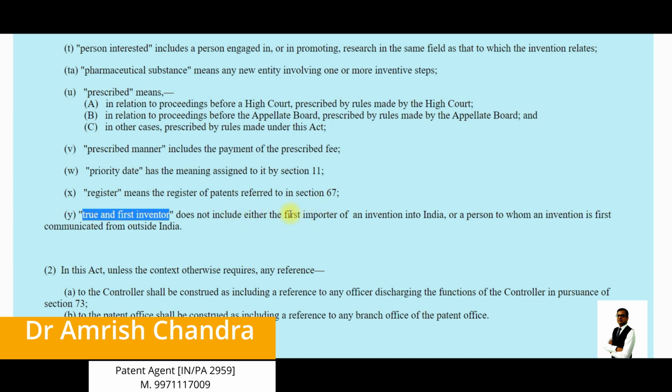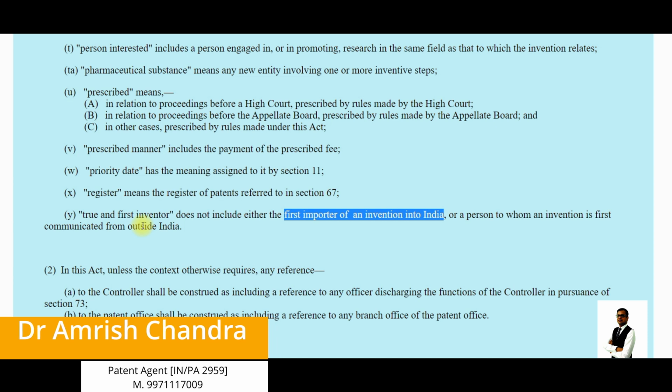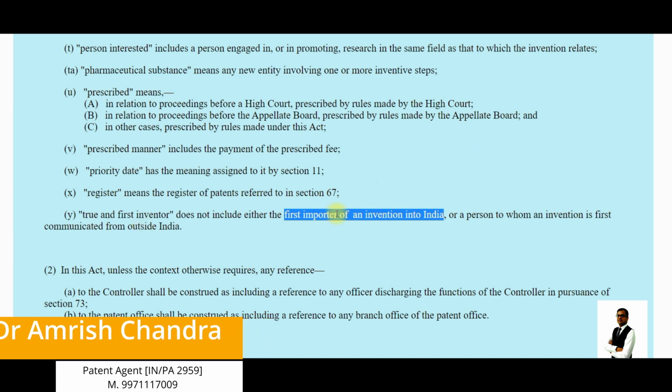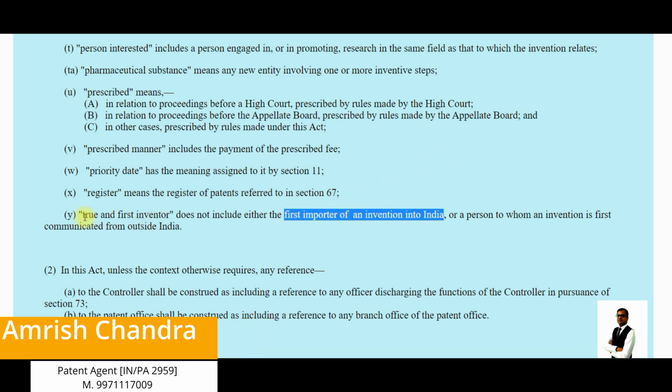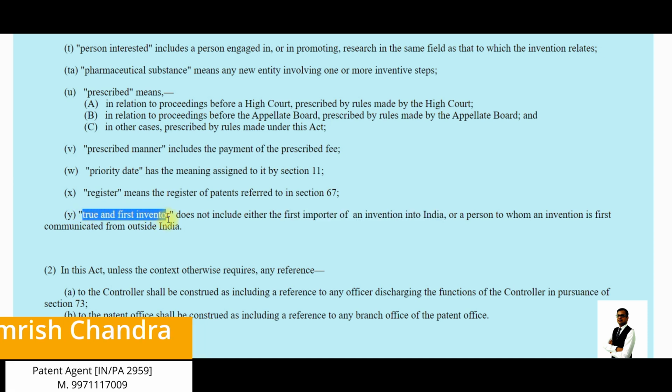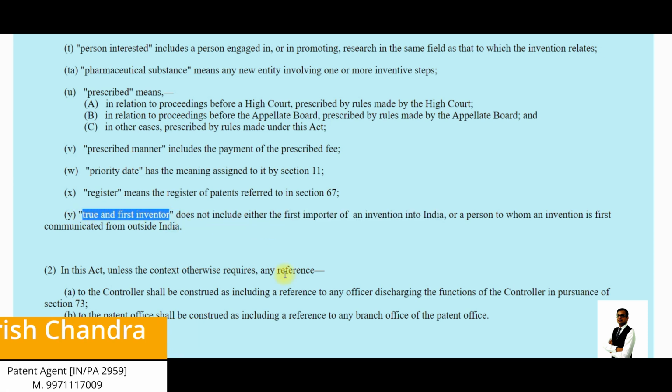So it is the first importer of an invention into India, this person is not included. And even if you are receiving some information regarding an invention from outside India, okay, then also you will not be considered as the true and first inventor. The true and first inventor will be a person who has actually worked on that particular invention and developed that particular thing.